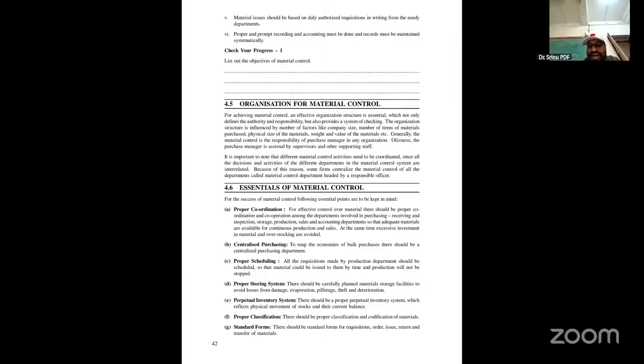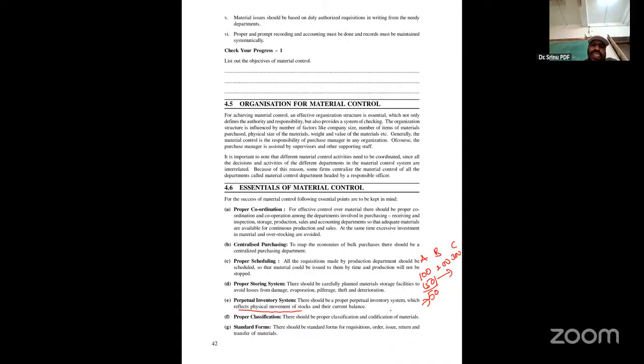Perpetual inventory system means, for example, you are maintaining 100 materials in A category, 200 materials in B category, and 300 in C category. When you are issuing 50 from the 100 of A, the remaining balance is 50. So this perpetual inventory system reflects the physical movement: how much we are issuing and what the balance is, that we show in the perpetual inventory system.